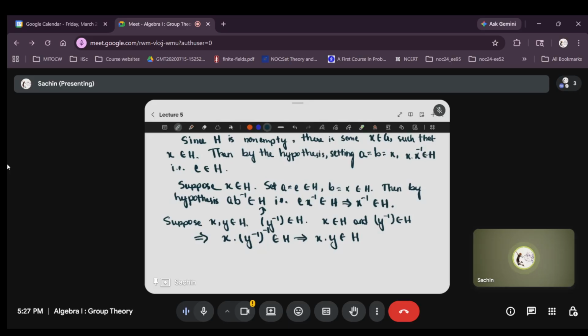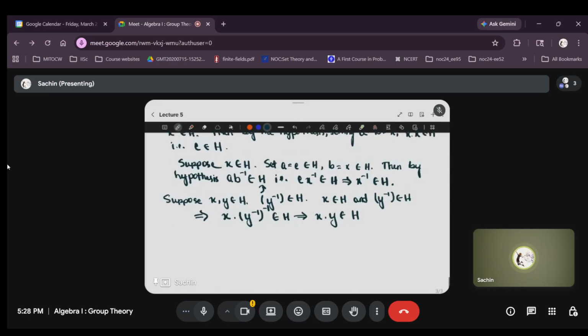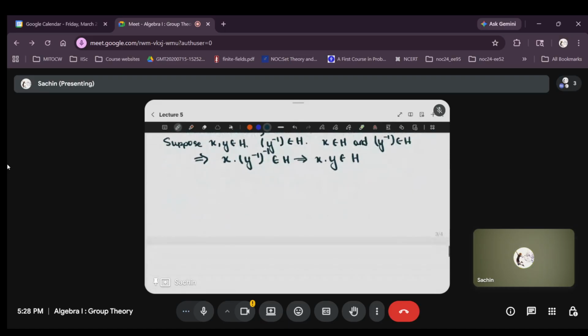So what we are saying is that instead of checking that XY is in H for all X and Y in H, checking that the identity element is in H, and checking that for all X in H, X inverse is in H, instead of checking these three conditions, you simply check only one condition. That is, if X, Y are in H, X Y inverse is in H. If that is true, that condition will take care of all the three conditions. That's what the theorem means.